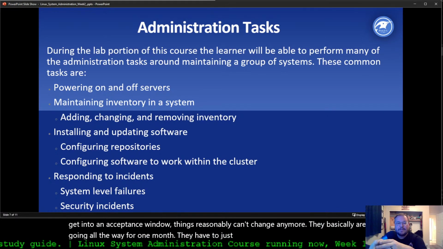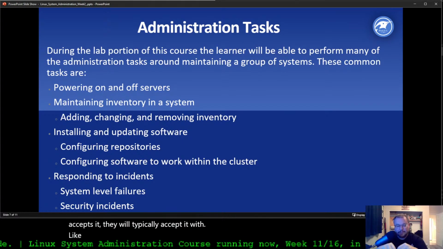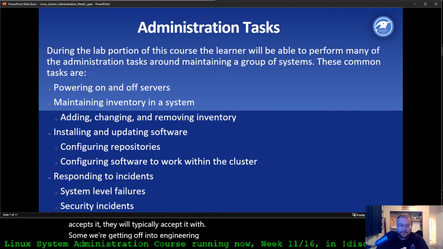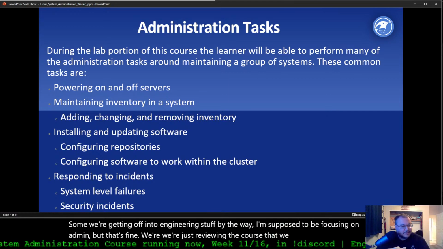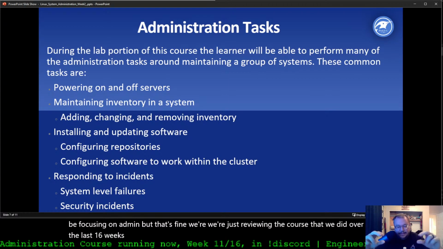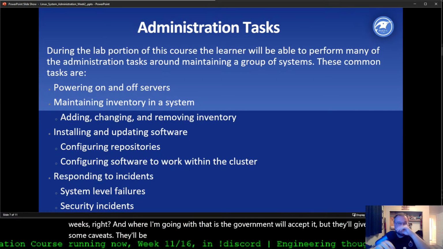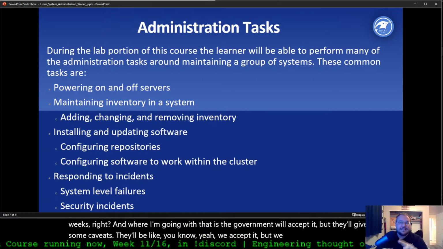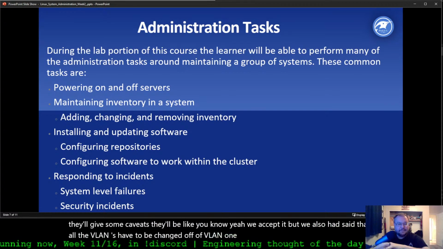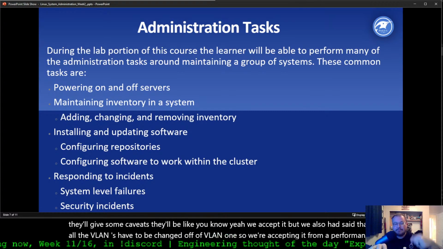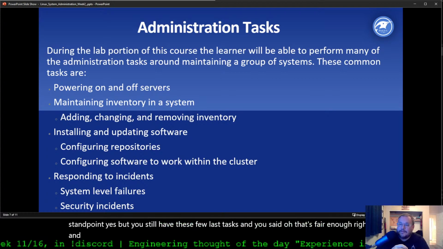And then once the government accepts it, they will typically accept it with some caveats. We're getting off into engineering stuff, by the way. I'm supposed to be focusing on admin, but that's fine. We're just reviewing the course that we did over the last 16 weeks, right? Where I'm going with that is the government will accept it, but they'll give some caveats. They'll be like, yeah, we accept it, but we also had said that all the VLANs have to be changed off of VLAN 1. So we're accepting it from a performance standpoint, yes, but you still have these few last tasks. And you say, oh, that's fair enough, right? And then you do your work and you finish it off.